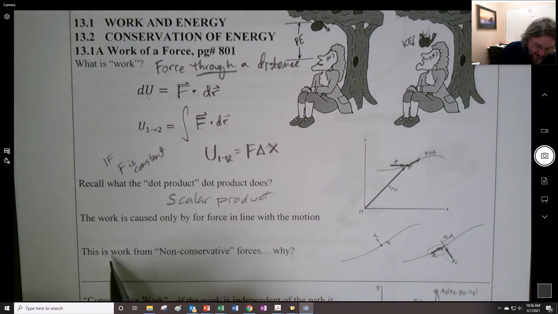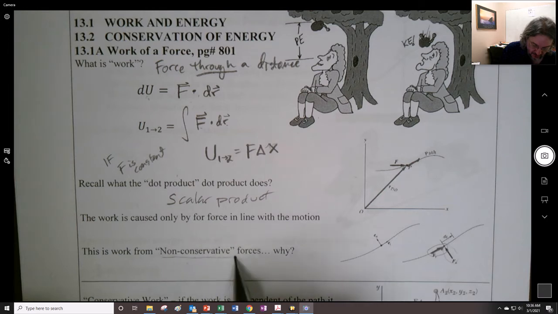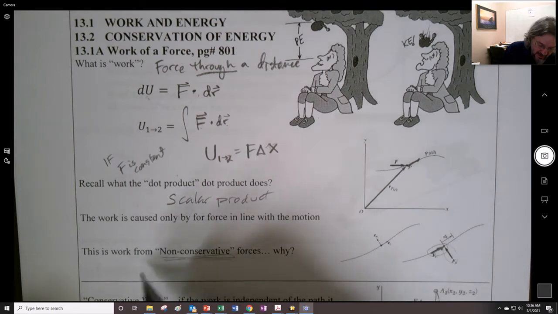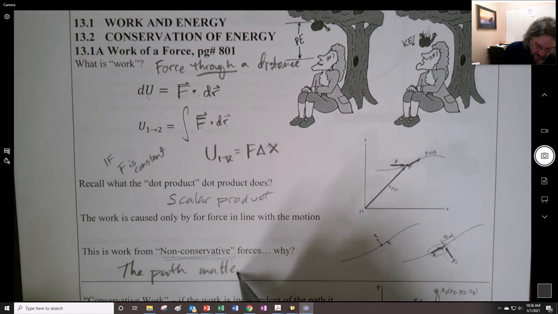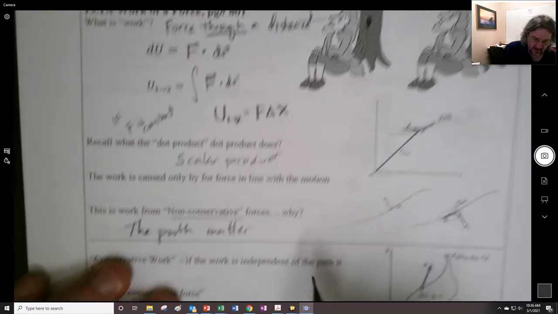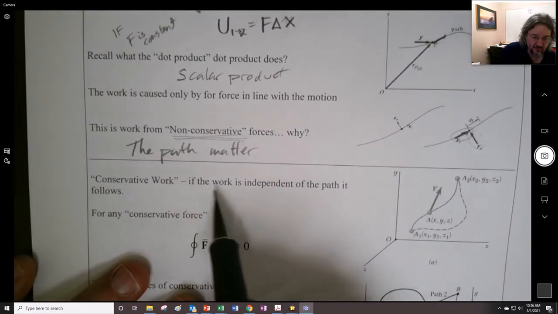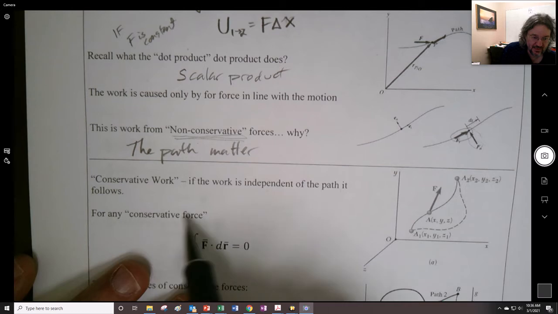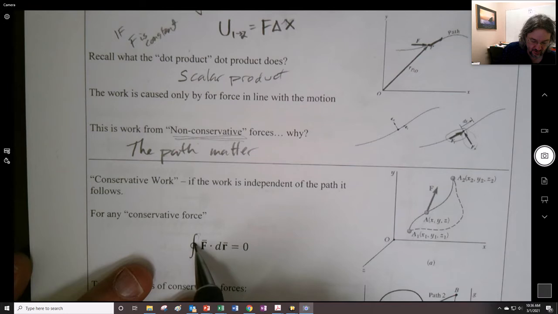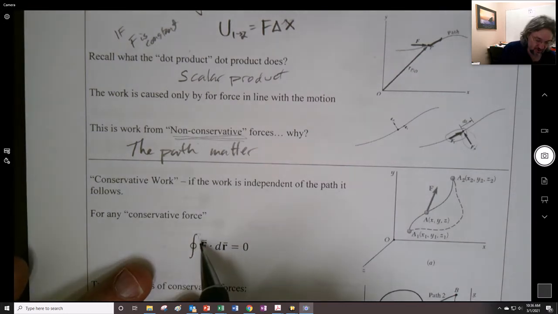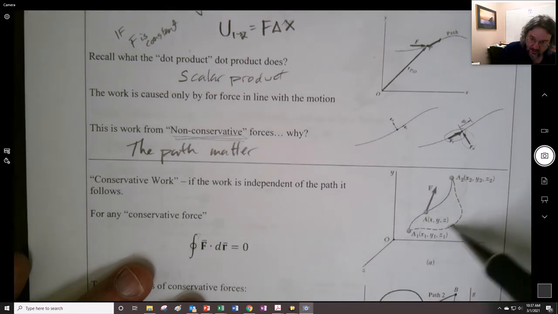We could say something, this is work by non-conservative forces, and what they mean by that is that when you have something that says work done by non-conservative forces, it means the path matters, right? As opposed to conservative work, if the work is independent of the path, we say that's a conservative thing right here. So like they show this path integral right here, or a circular integral, which says that we're going to integrate all the way from the beginning to the end.